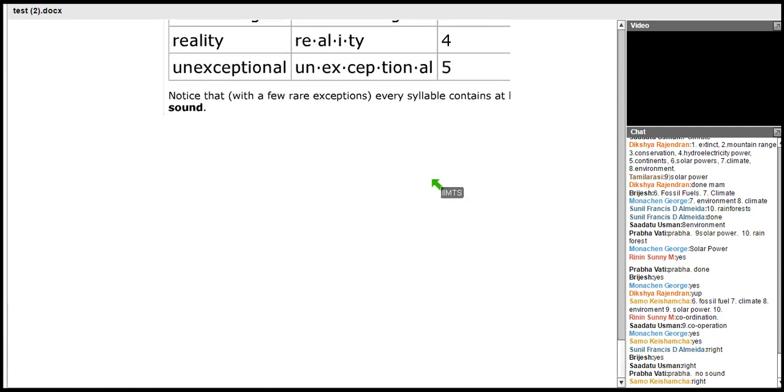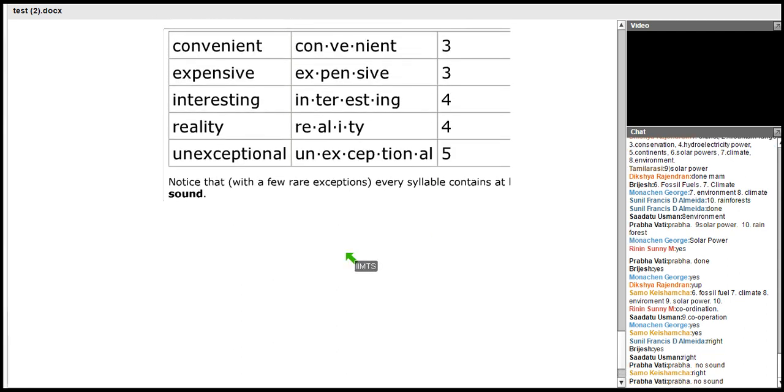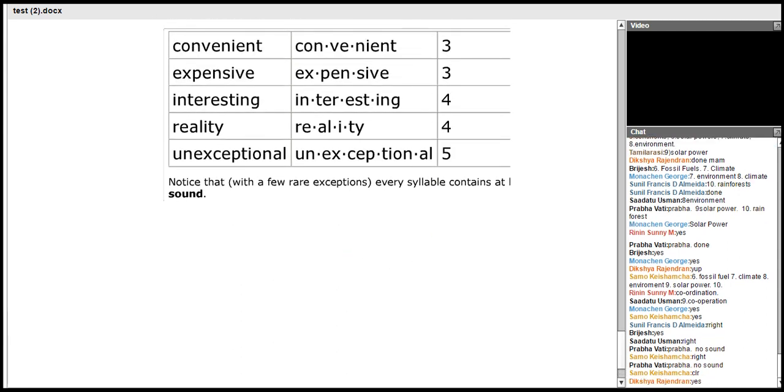Is it clear? Is this concept of hyphenation clear to you?